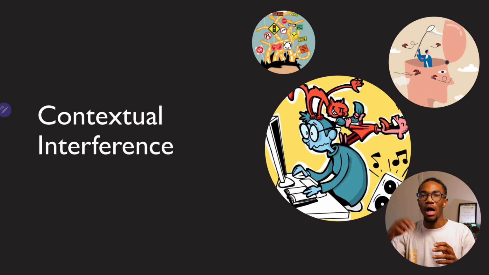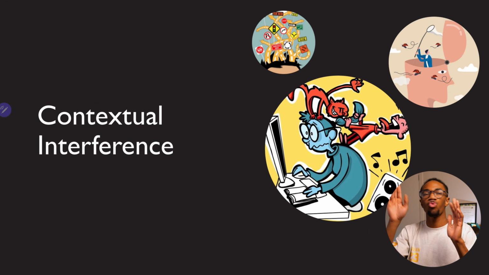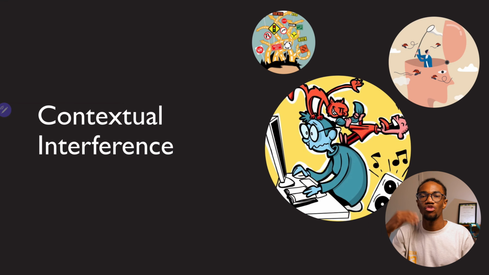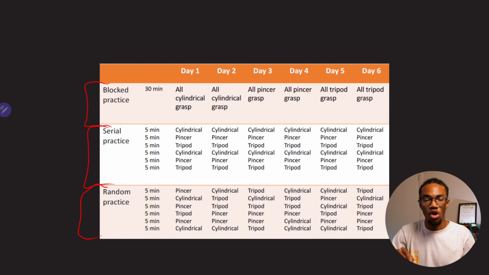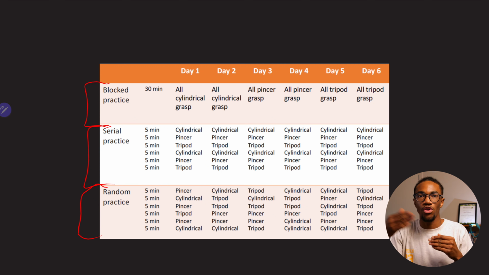Imagine you're training for basketball, and you're training free throws, dribbling, and passing. Contextual interference is essentially these: blocked practice, serial practice, and random practice. Blocked practice is just doing one thing over and over again. So in the training session, all you do is practice shooting free throws.